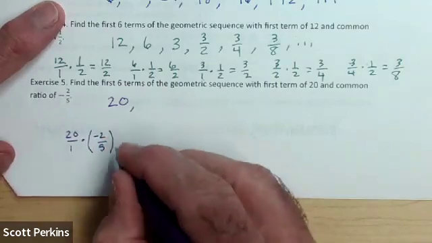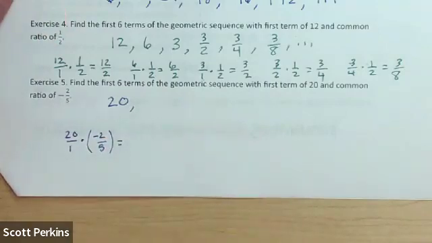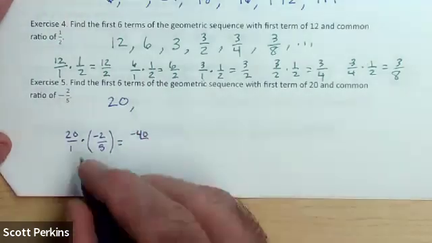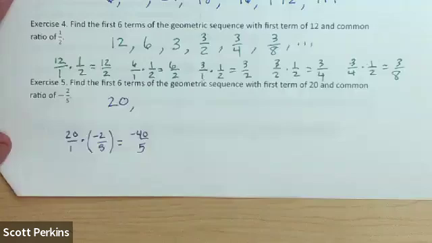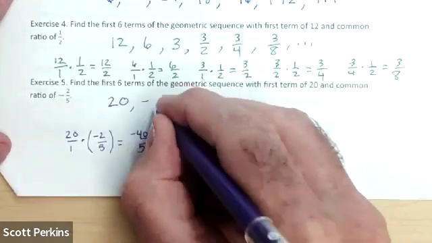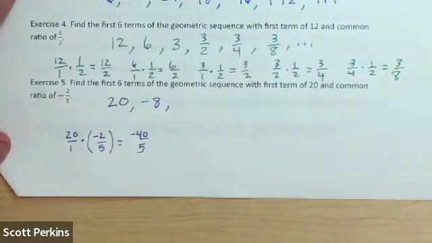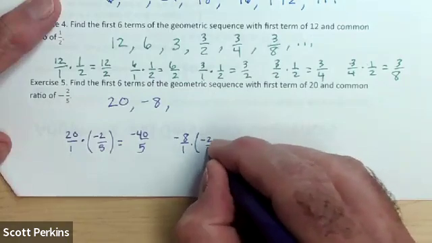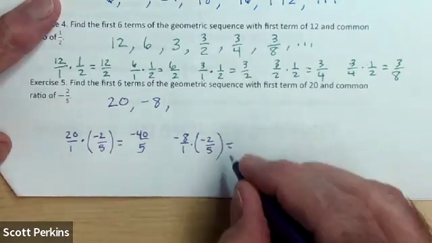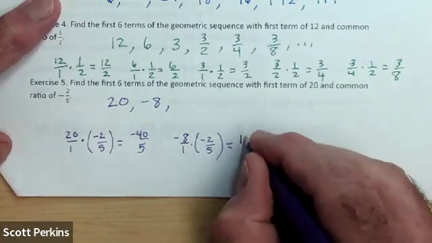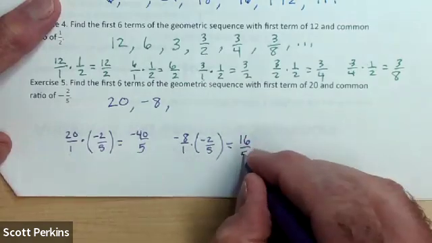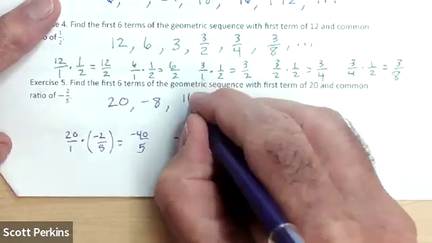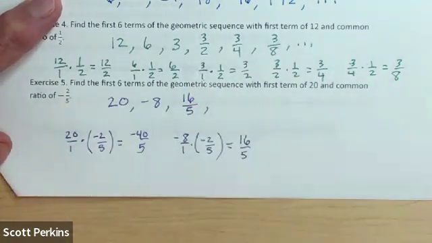It looks like this. So again, multiplying fractions is just tops and bottoms. 20 times -2 is -40. 1 times 5 is 5, and -40/5 is -8. That is term 2. Now I'm going to take the -8, so -8/1 times -2/5. Tops and bottoms, -8 times -2 is +16. 1 times 5 is 5. I'm going to leave it like that. If you made it a decimal, that's perfectly acceptable. So 16/5 is the next term.